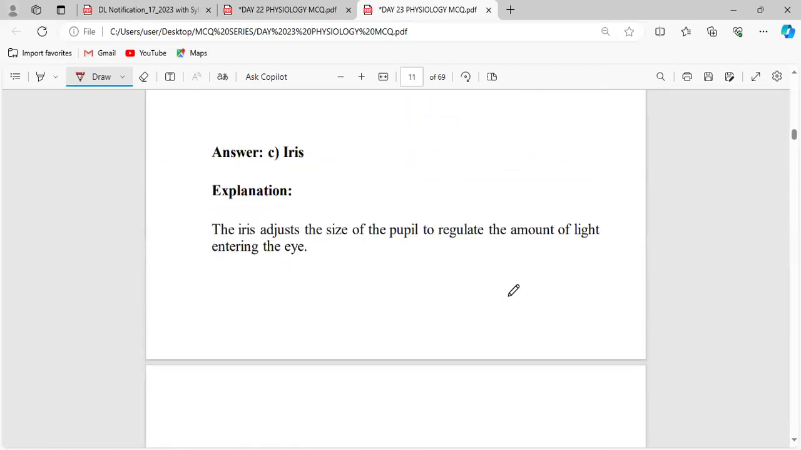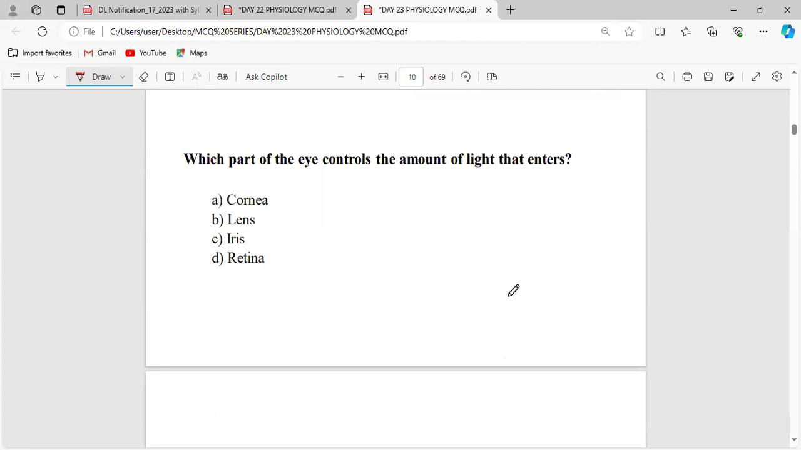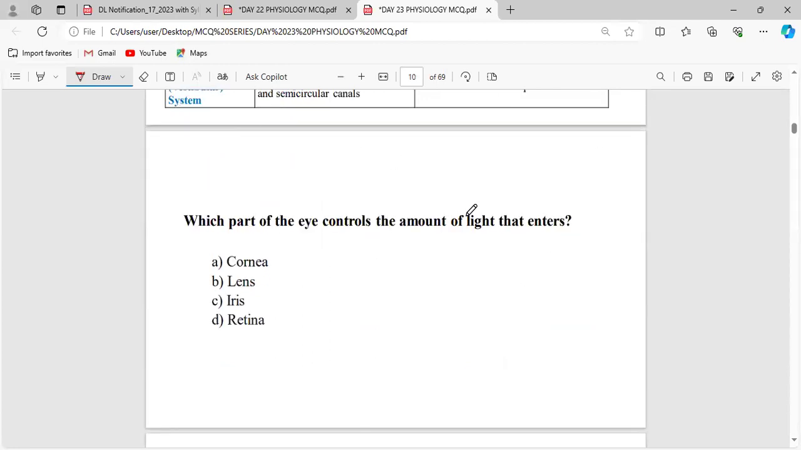We'll solve some questions on the eye, and after that we'll study the ear. So answer quickly so that we can finish the ear also. Which part of the eye controls the amount of light that enters? It acts as a checkpoint for how much light has to enter into the eye.